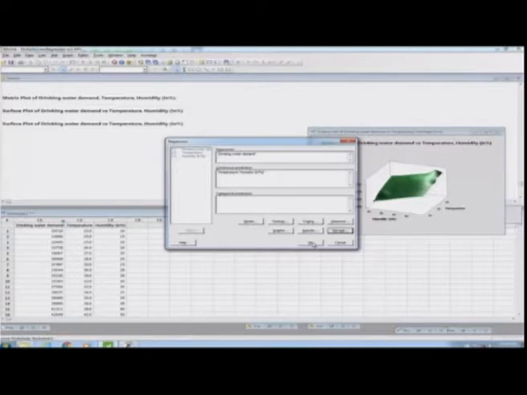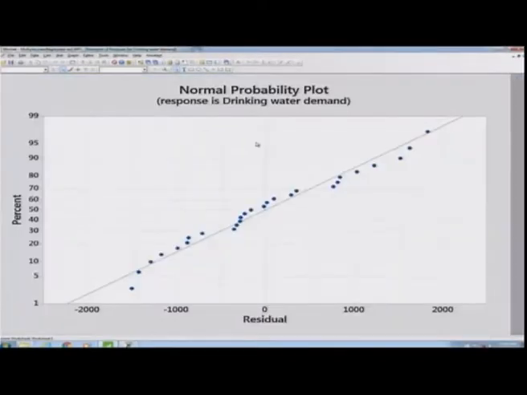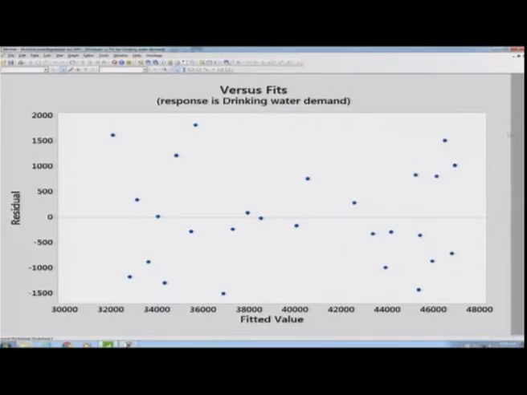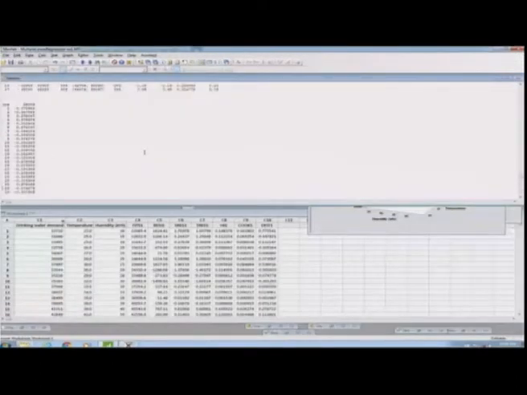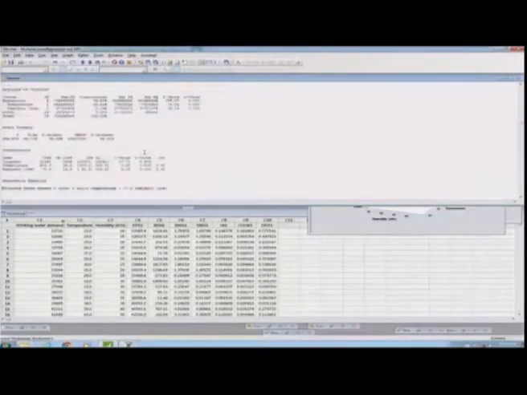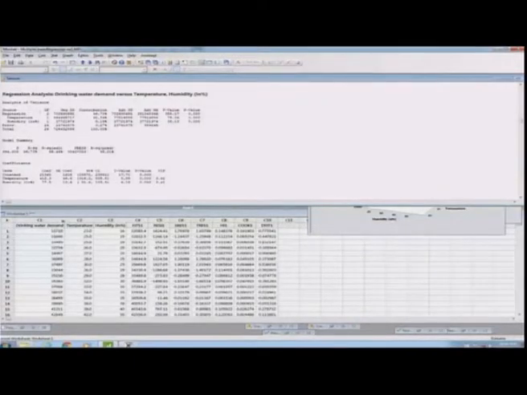So now you can see here that we have obtained a normal probability plot. So we try to store it, and we have got here a plot between residuals and fitted value. Okay, so let us try to store it. Now if you observe over here, this is the outcome.